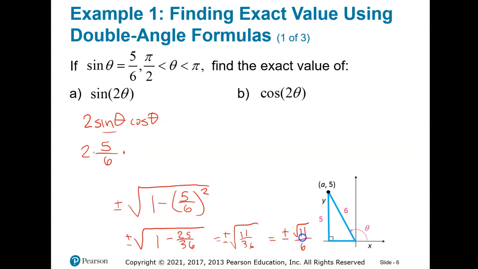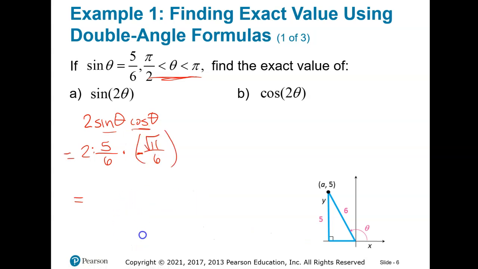Now, which one is it? Well, we're in quadrant 2, so cosine is negative in quadrant 2. So it would be the negative square root of 11 over 6. I can reduce that 2 and that 6 to a 3, and then 5 times the negative square root of 11, and 3 times 6 is 18. So there's the value of sine. Again, we know we're going to end up in quadrant 3 or 4. Sine's going to be negative in both of those.